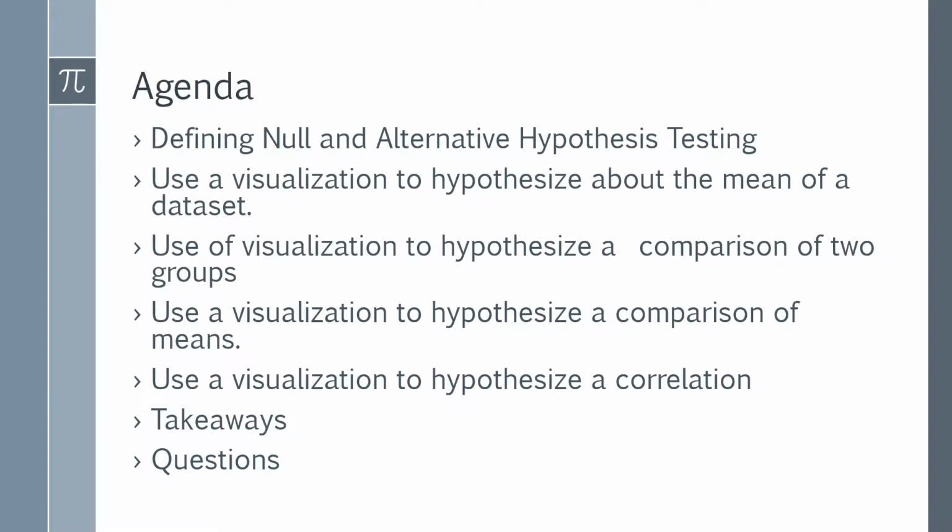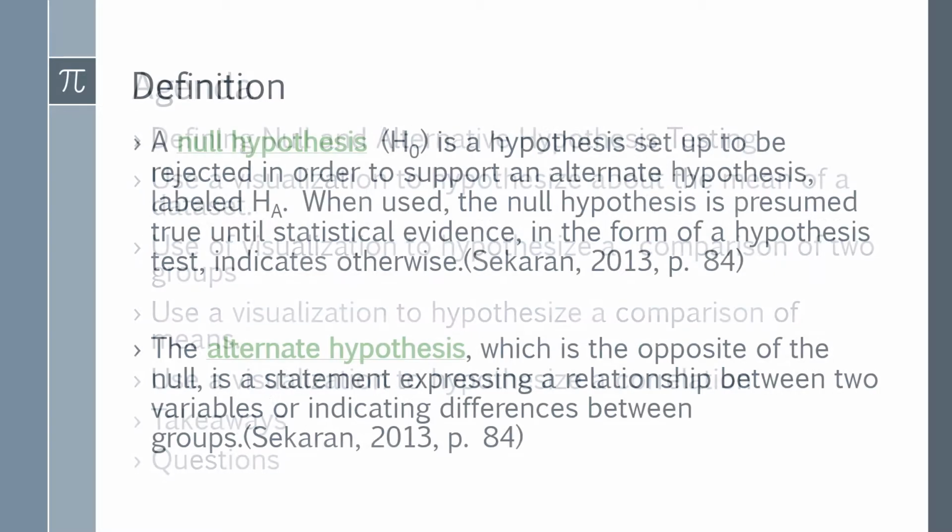Let's go over our agenda. We'll first define what null and alternative hypothesis testing is. We will then look at using visualization to hypothesize four core areas: the mean of a data set, a comparison of two groups, a comparison of means, and then lastly, a correlation. We will then wrap up by looking at some takeaways, and then I will open it up for questions.